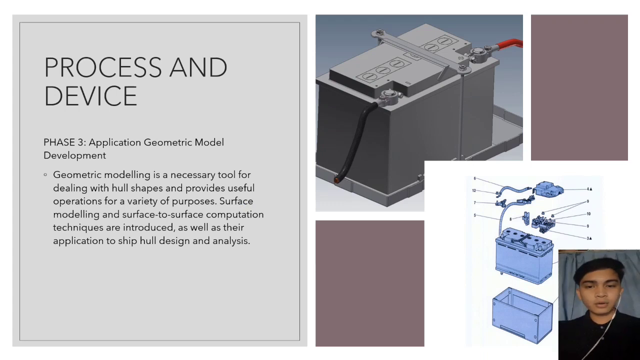The final phase of the process is phase 3, application geometric model development. Geometric modeling is a necessary tool for dealing with hull shapes and provides useful operations for a variety of purposes. Surface modeling and surface-to-surface computation techniques are introduced, as well as their application to shape hull design and analysis.